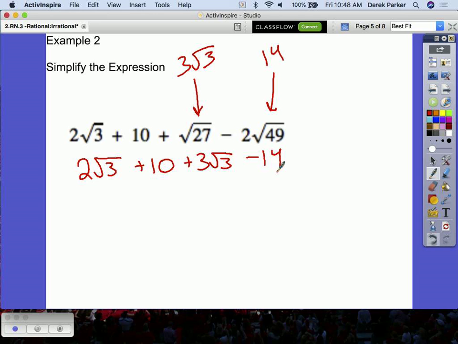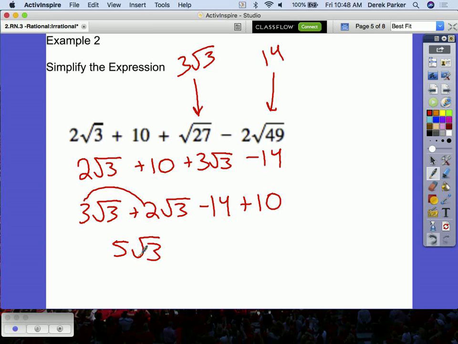Now that I've simplified it, now I'm going to combine like terms. But I'm going to rewrite it to where my like terms are together. Remember, you do not combine what's inside the radicand when adding and subtracting. You just add the coefficients, and I get 5√3. Negative 14 plus 10 is negative 4. So my answer will be 5√3 minus 4.